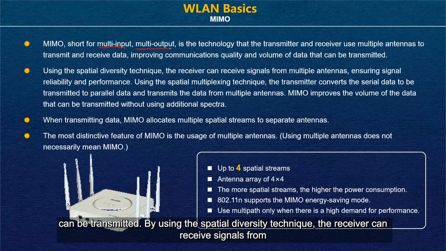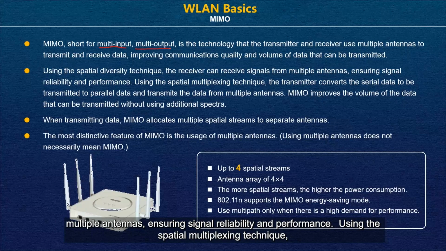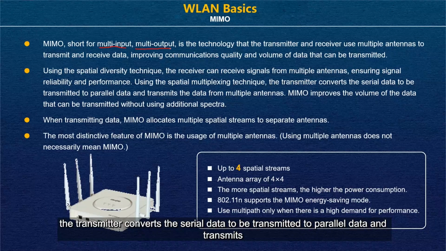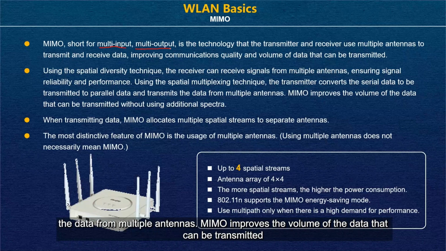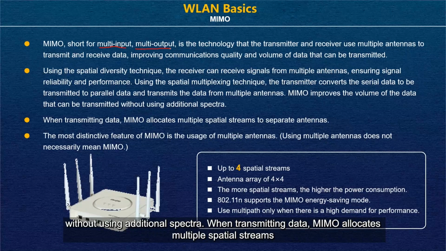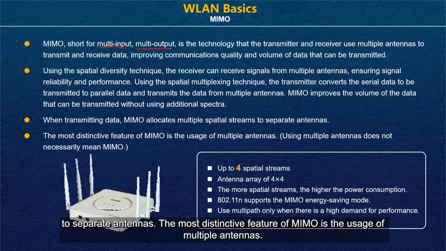By using the spatial diversity technique, the receiver can receive signals from multiple antennas, ensuring signal reliability and performance. Using the spatial multiplexing technique, the transmitter converts the serial data to be transmitted to parallel data and transmits the data from multiple antennas. MIMO improves the volume of the data that can be transmitted without using additional spectra. When transmitting data, MIMO allocates multiple spatial streams to separate antennas.